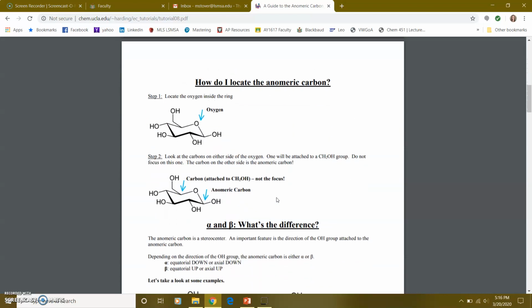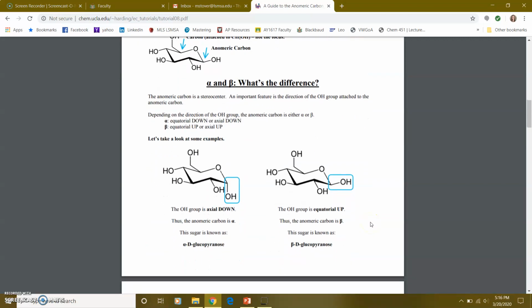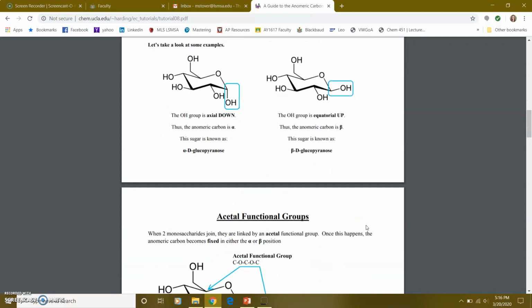Now, that's what this is saying. This is saying go to the right, right? We want to find the anomeric carbon. And if we scroll down, how do you know if it's alpha versus beta? Well, if it's pointed down, then it's alpha. If it's pointed up, then this anomeric carbon would be associated as beta. Okay, so beta versus alpha.